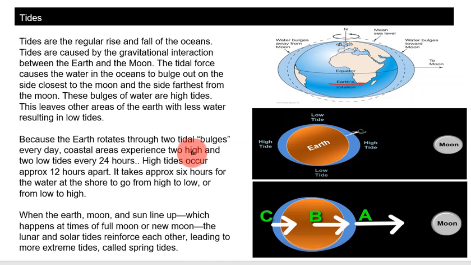Because the Earth rotates through two tidal bulges every day, coastal areas experience two high and two low tides every 24 hours. So high tides occur approximately 12 hours apart, and it takes approximately 6 hours for water at the shore to go from high to low or from low to high. When the Earth, Moon and Sun line up, which happens at times of full moon or new moon, the lunar and solar tides reinforce each other, leading to more extreme tides called spring tides.